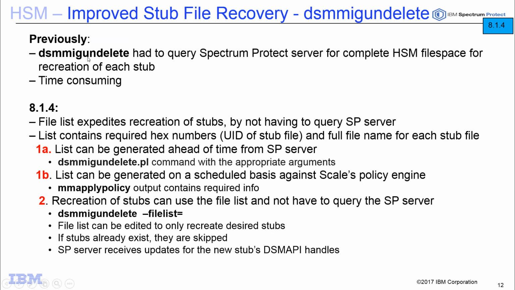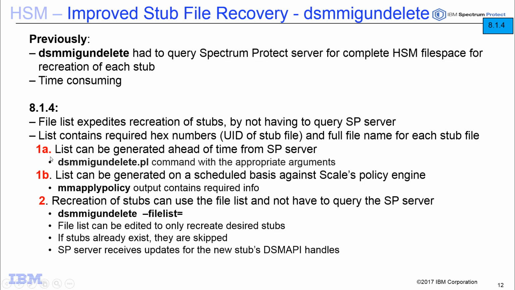Previously, when dsmmigundelete was repopulating each of those stub files, it would go out and query the Spectrum Protect server for each stub file. And this was kind of time consuming. So in 8.1.4, we now have the ability for it to get the data that's needed to recreate a stub file, which is basically a hex number or UID of the stub file, as well as the full file name. And this list can be created ahead of time, perhaps on a scheduled weekly basis.